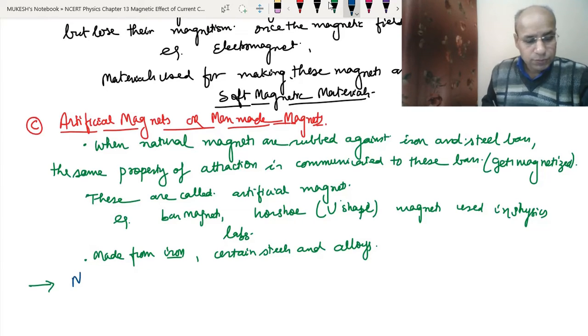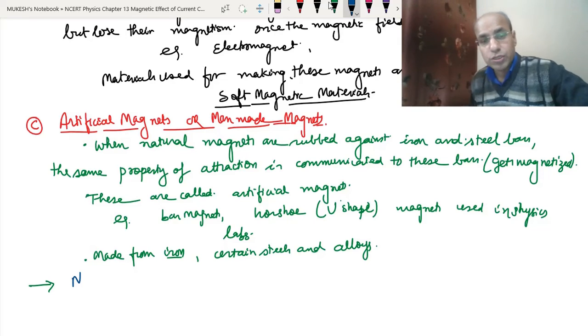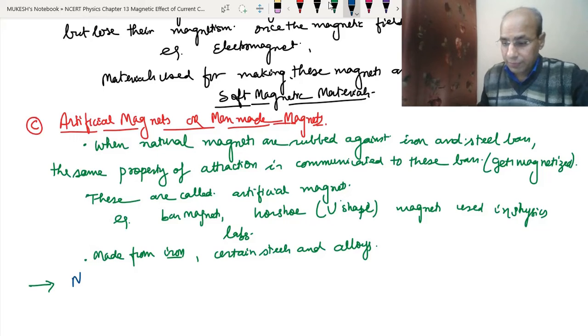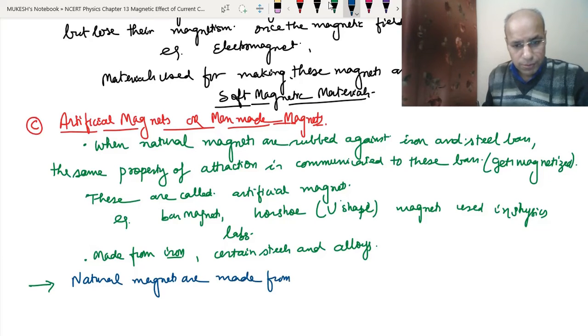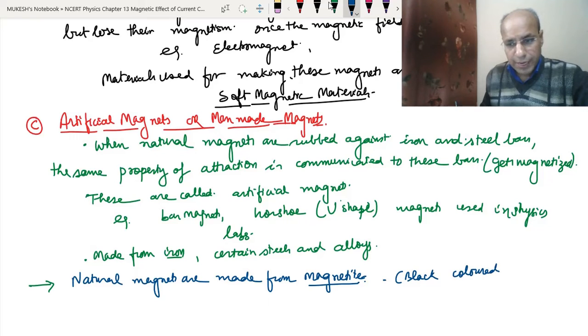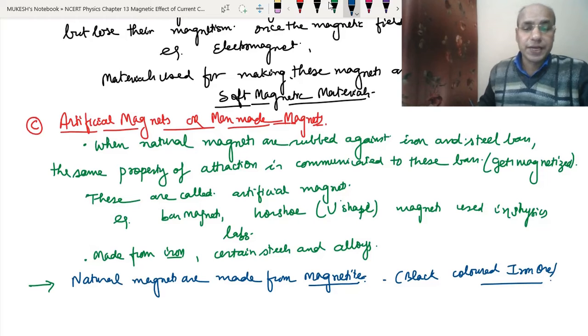So what is the magnetic material of the natural magnet? It is mostly the oxides of iron. Magnetite, basically. The natural magnets are made from magnetite. Magnetite is basically the oxide of iron, a black colored iron ore.